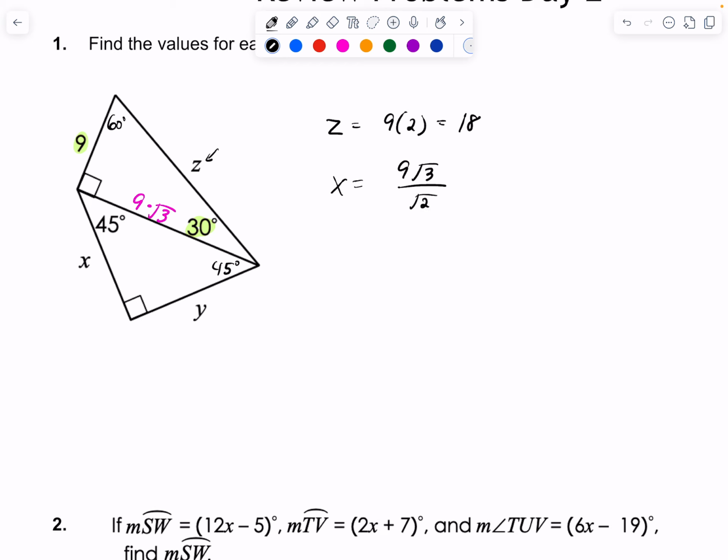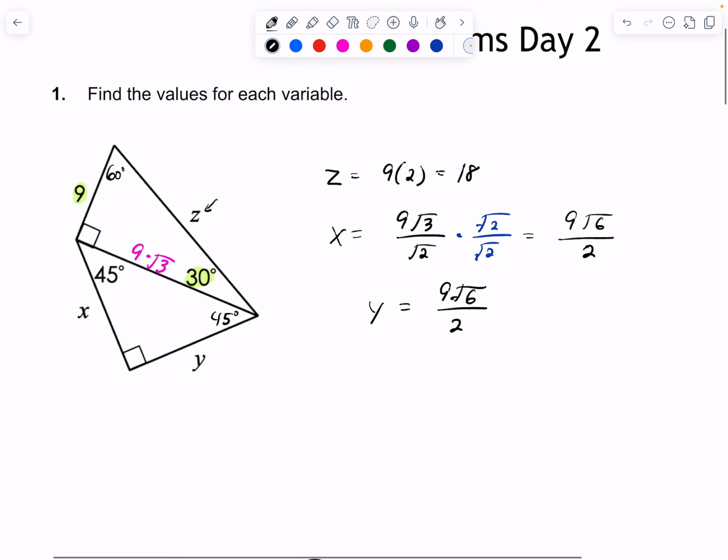Now, I cannot leave it like that. I do need to multiply by root 2 over root 2 to simplify those radicals. So that's going to be equal to 9 root 6 over 2. And then just check to make sure you can't reduce anymore. 9 over 2 cannot reduce. So x is equal to 9 root 6 over 2. Now y is actually the same as x, so it is also 9 root 6 over 2. All right, so that's it for the first one.